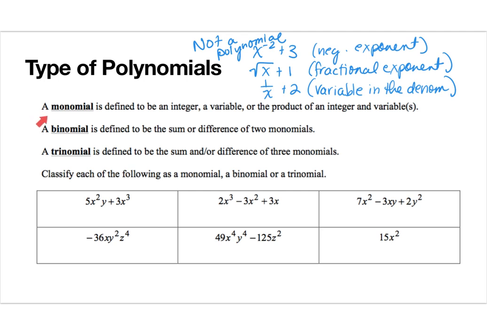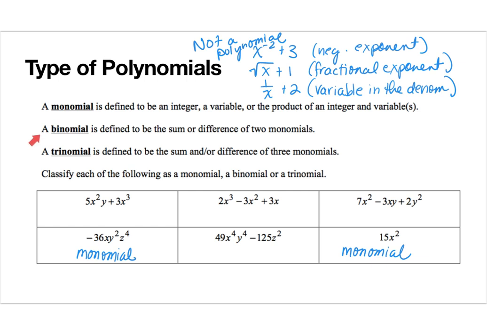Now, polynomials are of different types. The first type is a monomial. It's defined to be an integer, a variable, or the product of an integer and variables. So there are two down below here that are monomials. This one and this one. As you can see in both of them, it's just a term. I have a number or a coefficient multiplied by a variable, or a number multiplied by variables, all raised to whole powers. They're both monomials, so you don't see an addition or subtraction sign in there.